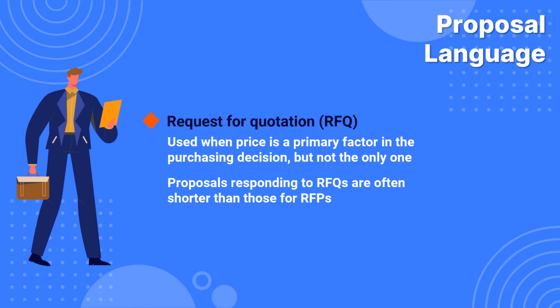Request for Quotation or RFQ. These are used when price is a primary factor in the purchasing decision, but not the only one. The buyer might need information about product availability, delivery times, and other specifics. Proposals responding to RFQs are often shorter than those for RFPs.